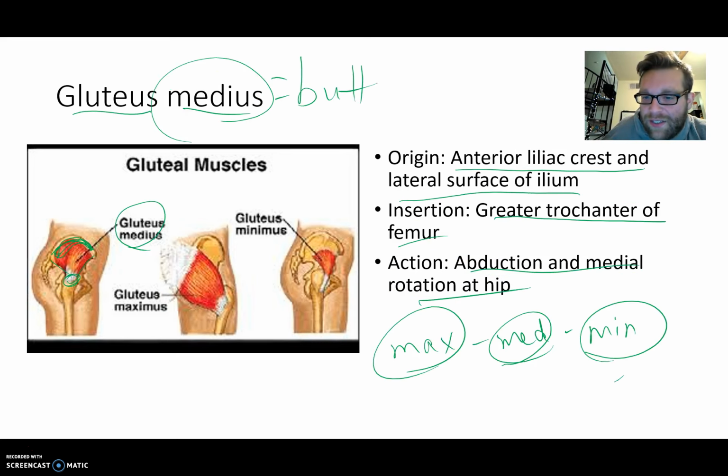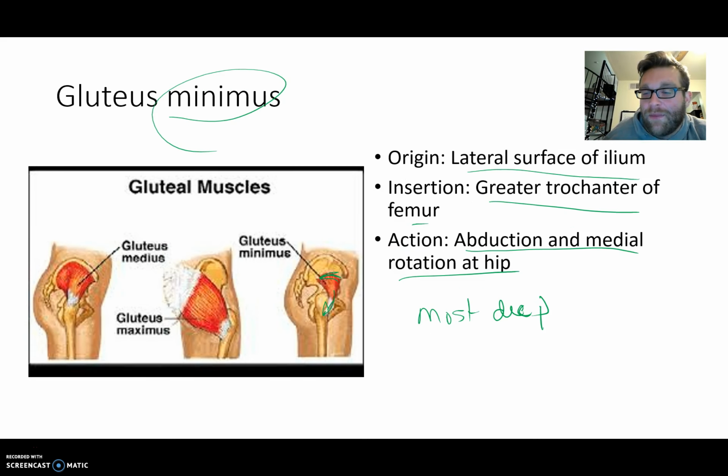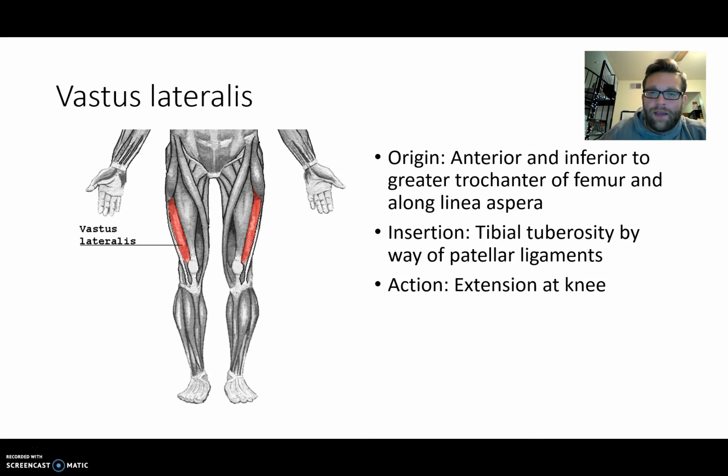So all the actions are the same for your gluteal muscles. They all deal with moving your hip, but they are layered on top of each other. The minimus is the deepest, the medius is in the center, and the gluteus maximus drapes over the top. We'll look at all three of these in the cat.